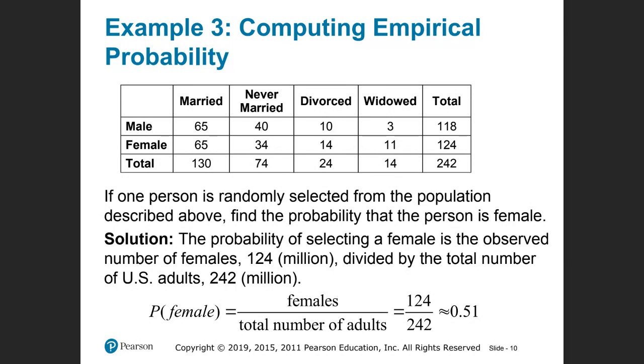million. Now, they didn't tell us this was millions, but now they do. So 124 million, that's the total number of females as shown in the table, divided by the total number of U.S. adults, which is 242 million. So the probability of female would be females divided by total number of adults, or 124 divided by 242, which is approximately 0.51. That concludes this lesson.